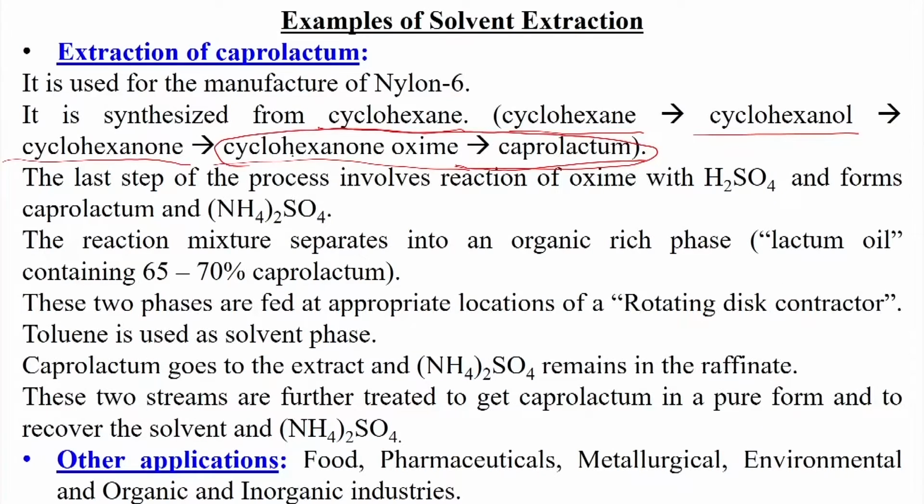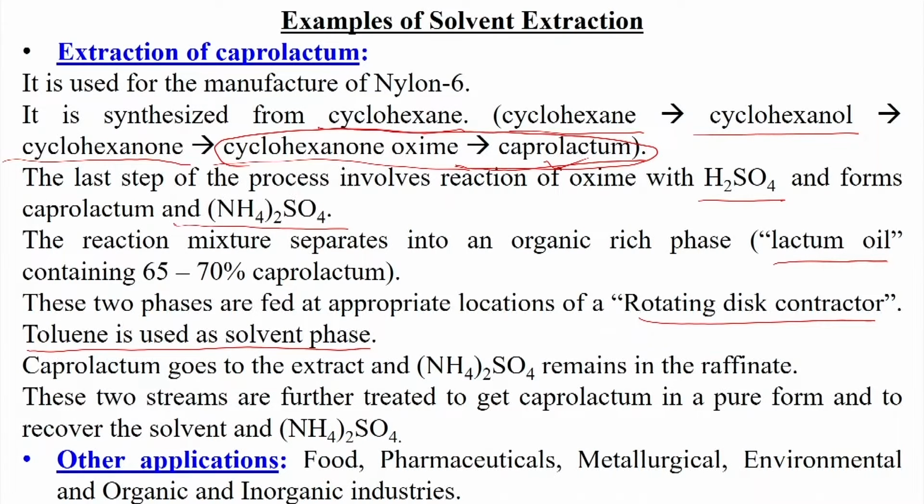The last step of the process involves the reaction of the oxime with sulfuric acid to get caprolactam and ammonium sulphate. The reaction mixture separates into an organic rich phase where caprolactam is present, called lactam oil, that contains 65 to 70% caprolactam. These two phases are fed at the appropriate locations of a rotating disc contactor, which is the extracting unit, and toluene is used as the extracting solvent.